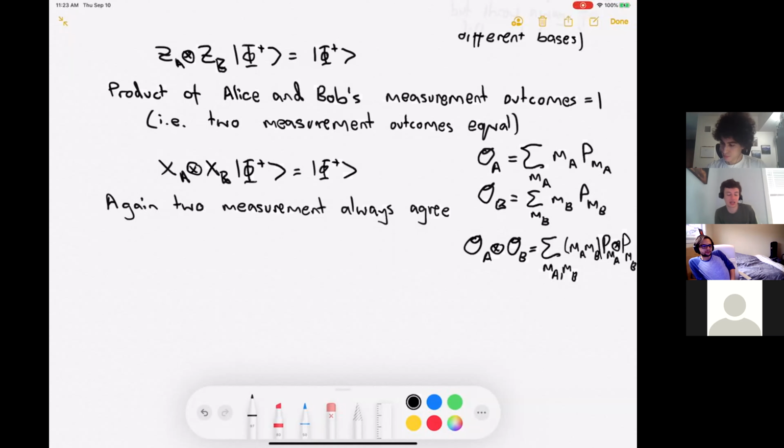So whichever basis they measure in, Alice and Bob get the same answer, and they just use their answers as the secret key.